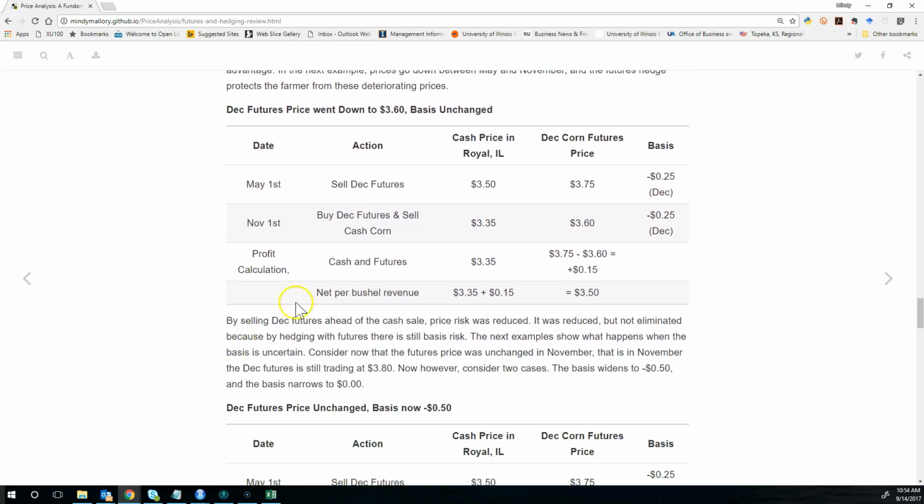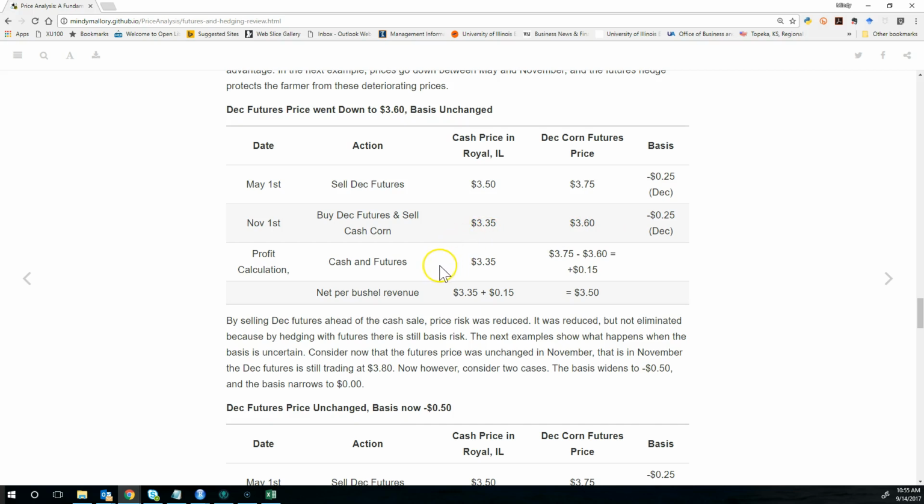So in this example, we're going to assume that the price goes down to $3.60 in the futures market. Same thing here, though. He had decided to sell on May 1st with a price of $3.75 and the basis at 25 cents under. By November 1st, the basis is still unchanged, but in this case, the price has gone down to $3.60. With a basis of 25 cents under, that makes the cash price $3.35.